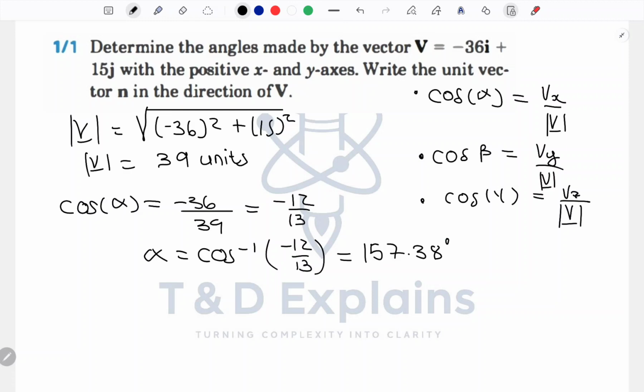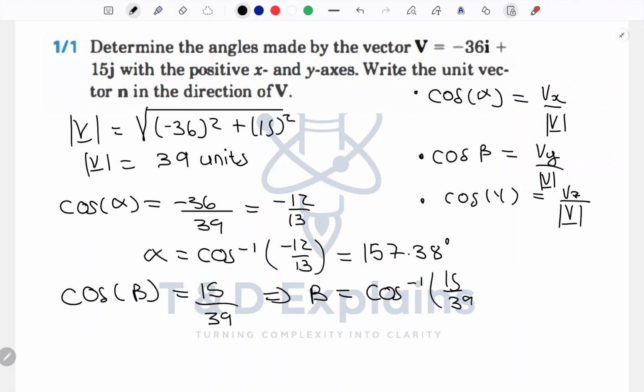And now we move to the y-axis. It's going to be cos of beta is equal to 15 divided by 39. From this we get that beta is going to be equal to cos minus 1 of 15 over 39. You get an answer of 67.38 degrees.